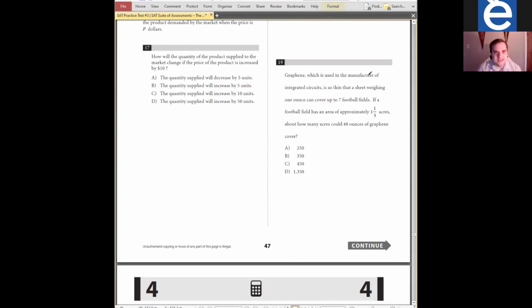Graphene, which is used in the manufacture of integrated circuits, is so thin that a sheet weighing 1 ounce can cover up to 7 football fields. If a football field has an area of 1 1/3 acres, how many acres could 48 ounces of graphene cover?